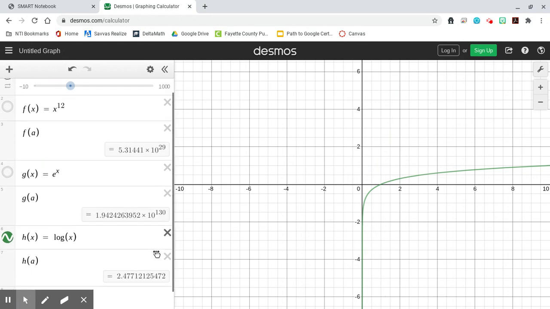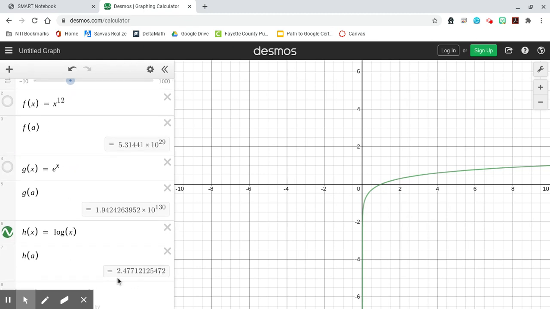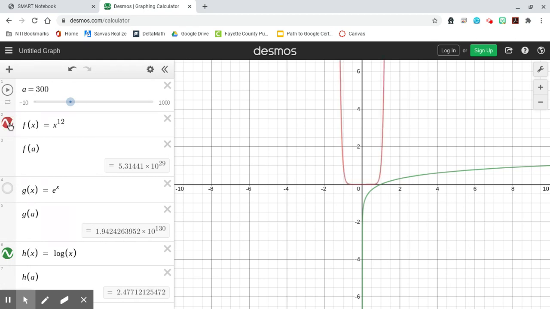And if the a value or the x value was 300, like what I'm showing up here, then that value of the function would be 2.477. So if we look at all three functions graphed at the same time, then I see this picture and it looks like the green log function is growing really slowly. So far we can tell the log function grows the slowest.